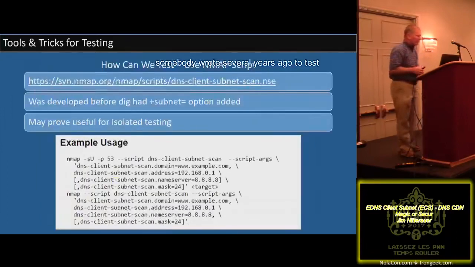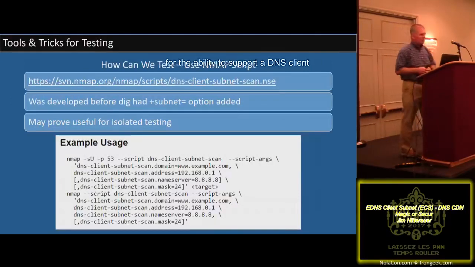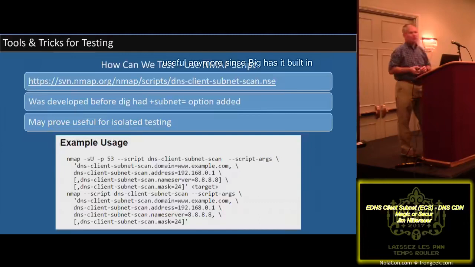There is also an Nmap script that somebody wrote several years ago to test for the ability to support EDNS client subnet upstream from you. It's kind of limited in its use. It's not really useful anymore since Dig has it built in. You can just do it directly with Dig. It does work, so if you're doing an engagement and you want to check this, you can make it part of a script that you run, see if it works.